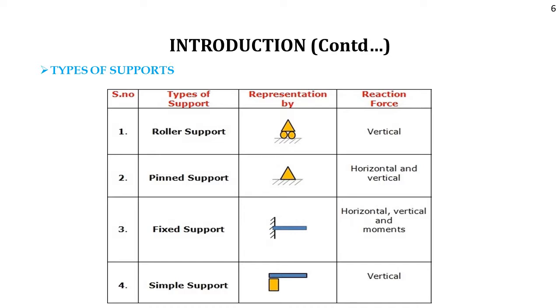In fixed support, reaction forces are horizontal, vertical and moments. At the fixed support, the beam is not free to rotate or move along the horizontal or vertical direction of the beam. Therefore, 3 reaction components will be there. In simple support, if one end of the beam rests on a fixed support, the support is called a simple support. The reaction of the simple support is always perpendicular to the surface of the support. The beam is free to slide and rotate at the simple support.